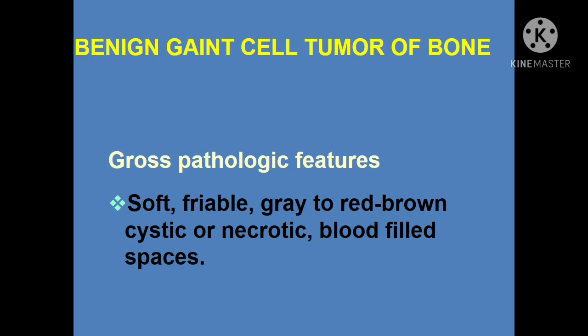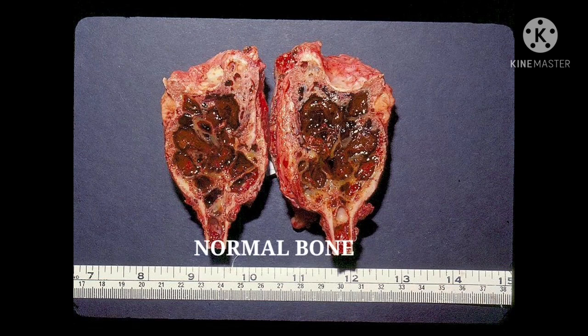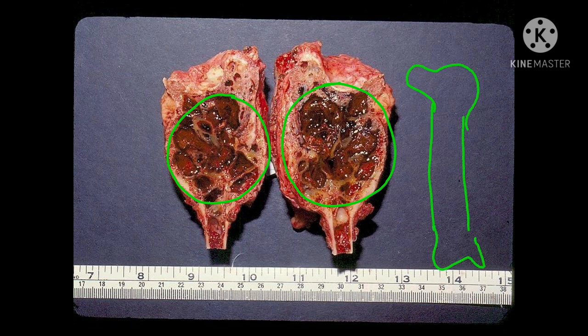See here, I think you can appreciate the normal bone surrounding here. This is normal bone. The lesion is there here, which is expanding this bone. The normal bone will be like this, no? This is expanding and you can appreciate the color of the lesion, red to brown. There are some cystic areas, like the bubbles we have seen in the radiology on imaging. The same thing depicts here in the gross.